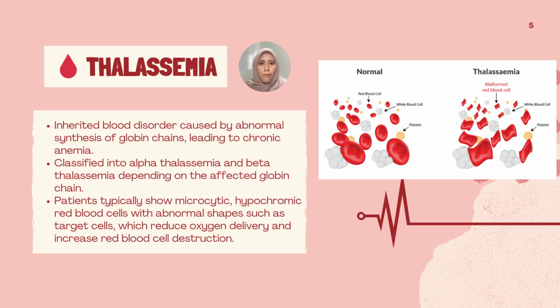microcytic hypochromic red blood cells with abnormal shapes such as target cells, which reduce oxygen delivery and increase red blood cell destruction. Severe cases may present with fatigue, heart failure, hepatosplenomegaly, and growth retardation. Long-term complications include iron overload due to repeated blood transfusion.